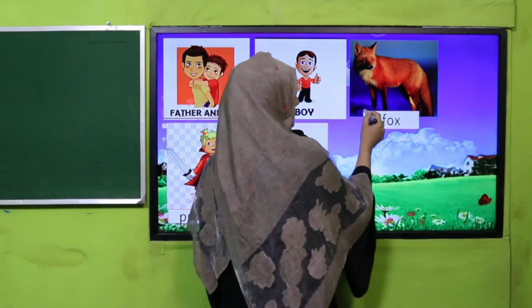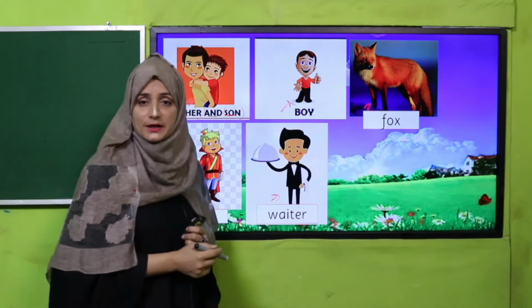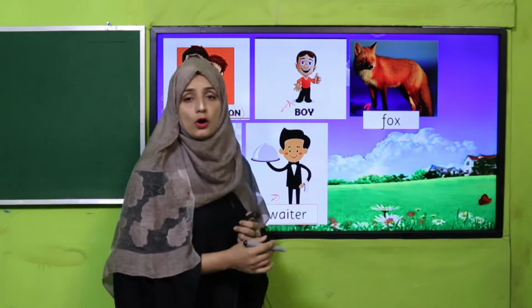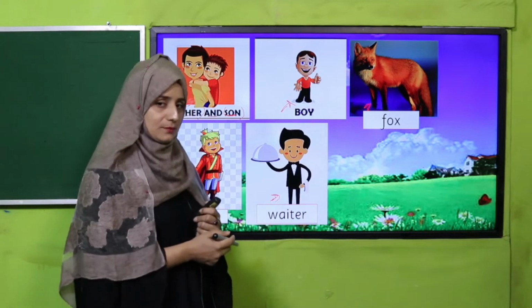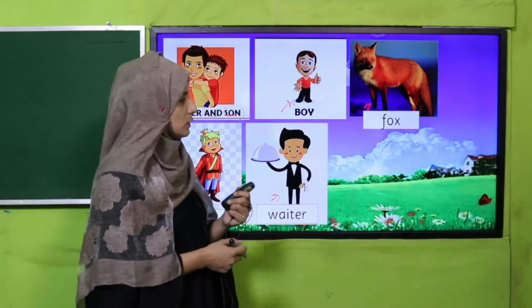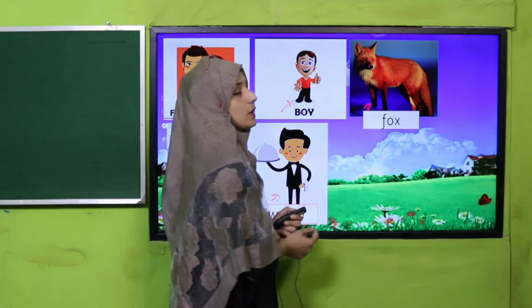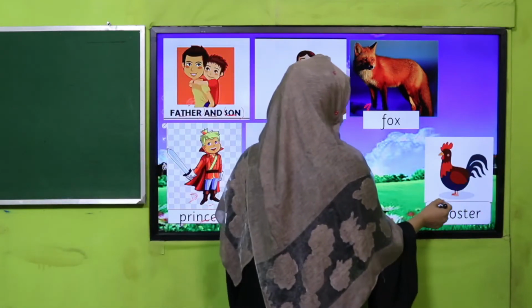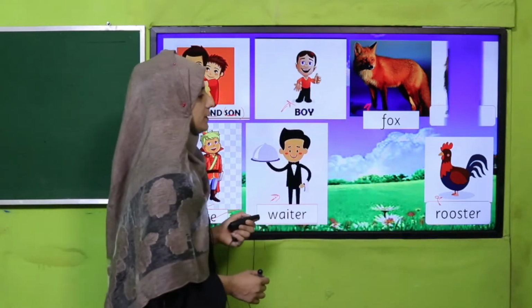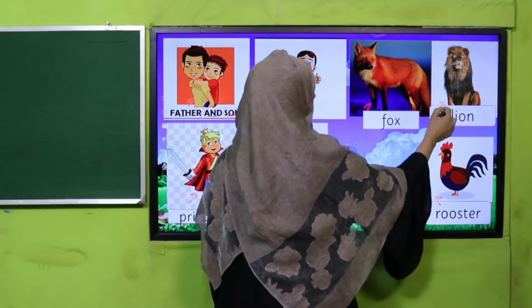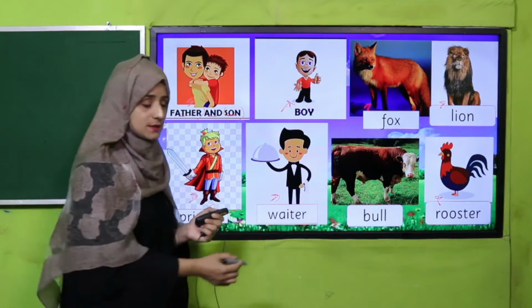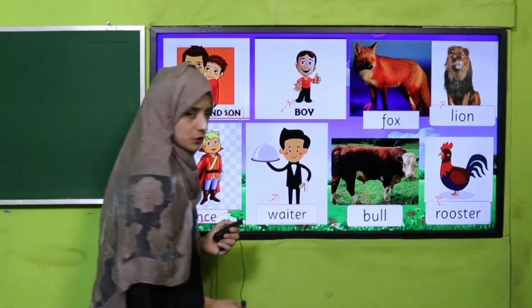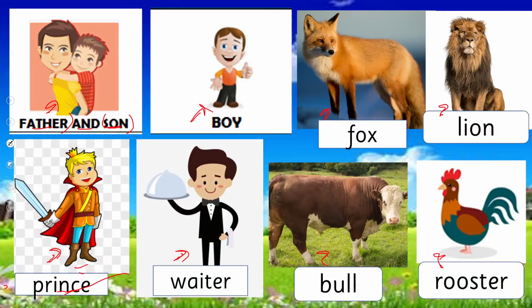Next, fox. Fox is also masculine gender, and it belongs to animals. Some animals also belong to masculine gender, so male animals. Fox is a male animal. Next is rooster, which also belongs to masculine gender, and lion. And the next one is bull. These are persons and animals, and these all belong to masculine gender.